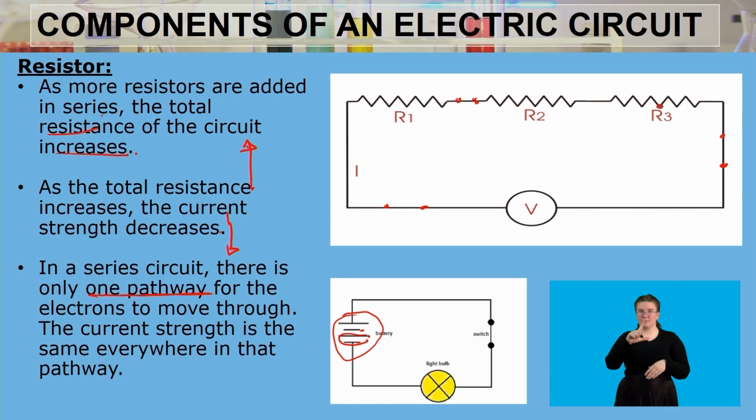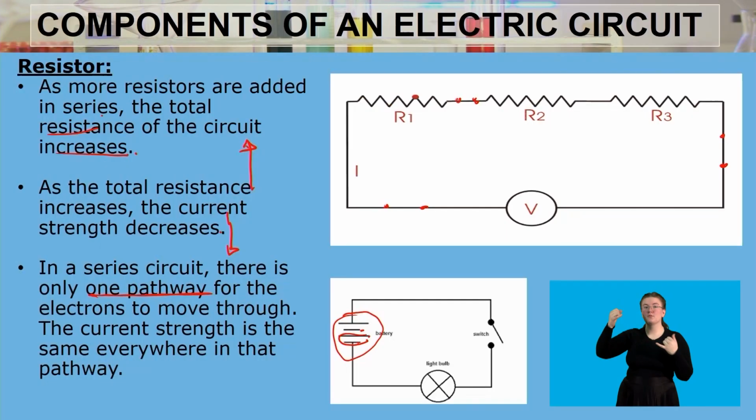And then we have our switch. Remember, when we open a switch, that means we are disconnecting the circuit. That means there's no current flow. However, if we are closing the switch, there's going to be a current flow. Hence, now the light bulb is going to light up when the switch is closed.